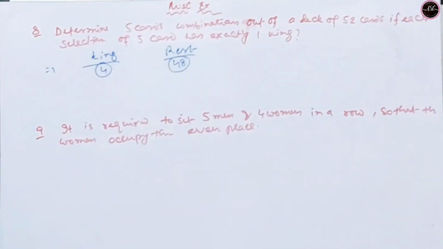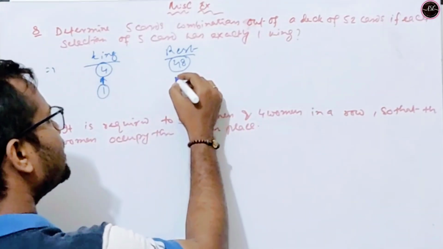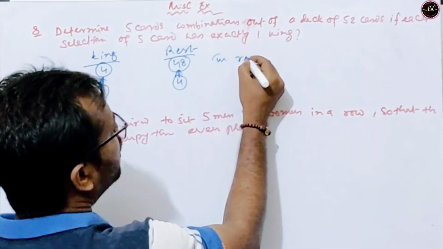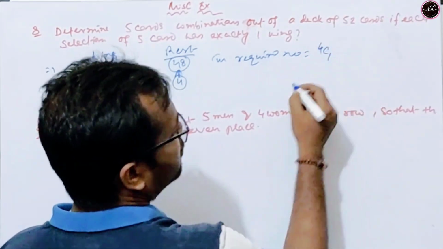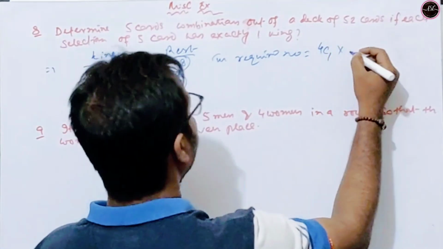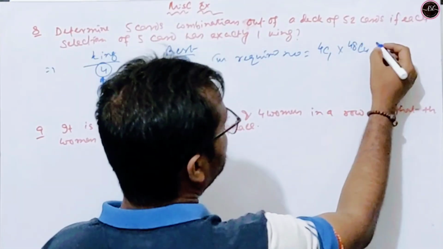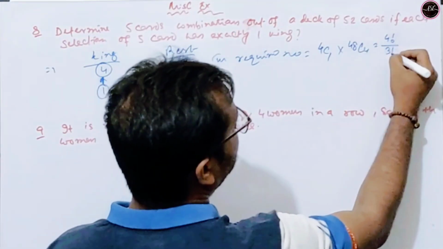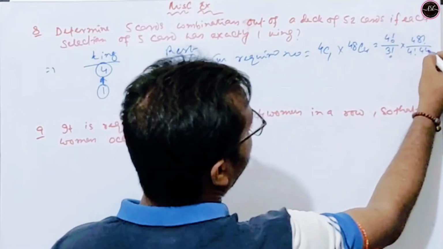Okay. So from here we have to select 5 cards where exactly 1 card is a king and the remaining 4 cards should be from the rest. So the required number equals 4C1, 1 should be selected from 4, into 4 should be selected from 48, so 48C4. Just apply the formula. We have 4 factorial divided by 3 factorial into 1 factorial, and here 48 factorial divided by 4 factorial into 44 factorial.